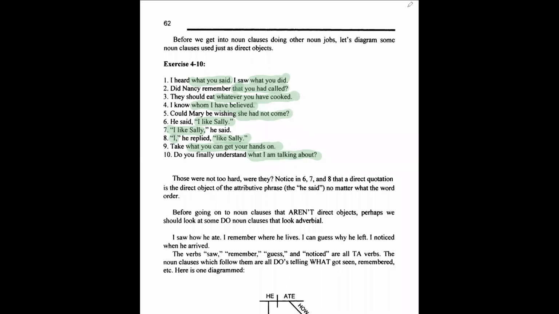So let's just diagram maybe just a couple here, just so you get the idea. Let's look at number 1. I heard what you said. What's that first part? We have two sentences, so we're going to diagram them separately on separate diagrams. I heard what you said. So, I'll put up my little diagram.